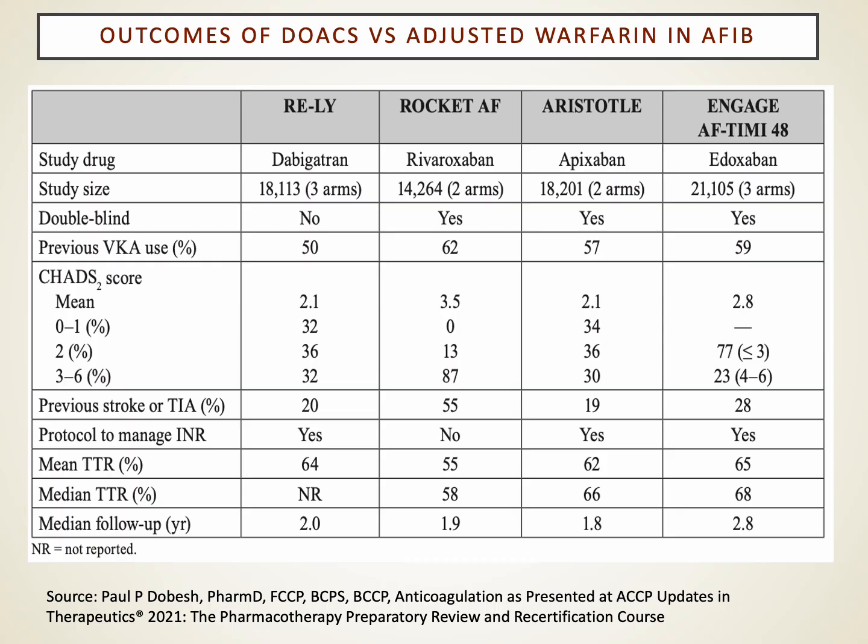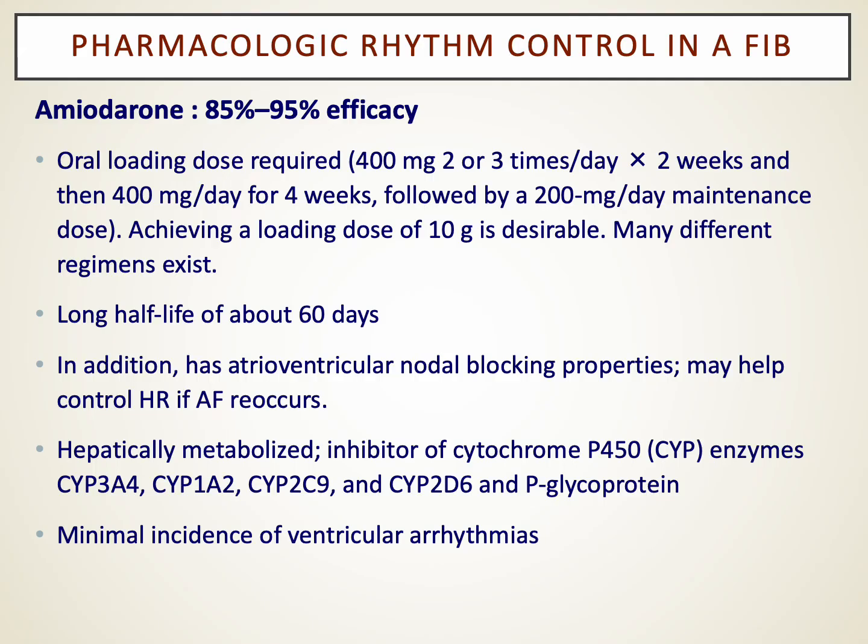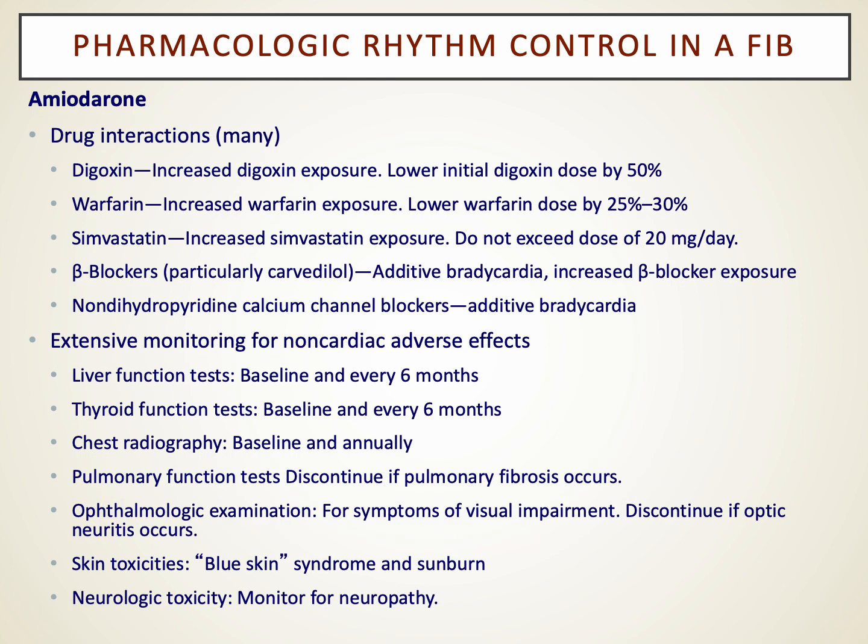The novel agents, as we alluded to in the 2018 guideline review, have the pharmacologic rhythm control in AFib. Amiodarone probably has the highest efficacy, but it's a little troublesome to use, as we require loading doses. It's got a very long half-life, so we're going to monitor patients for that. There are lots of interactions with amiodarone, so we want to pay attention to those, and particularly the ones we see are digoxin and warfarin. Also the statins, perhaps, and the beta blockers, perhaps as well.